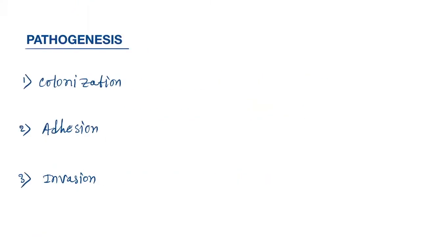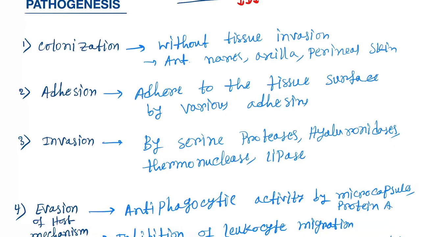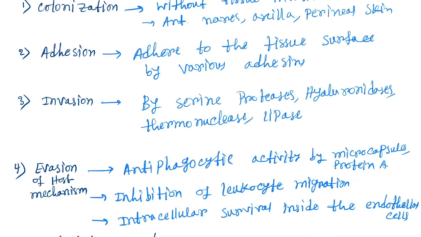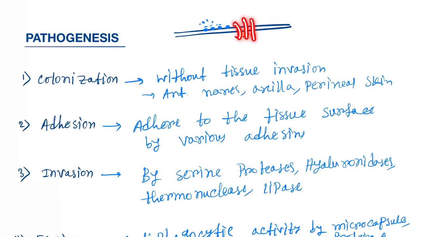Okay, so now the pathogenesis. Here it is colonization, adhesion and invasion. Let's understand. This is the surface tissue epithelium. First they will come, this is the colonization. Next they will adhere to the surface, this is the adhesion, and then they will invade and go inside the surface, this is the invasion. Colonization occurs without tissue invasion in the anterior nares, axilla and perineal skin. Next is adhesion, they adhere to the tissue surface by various adhesins. Next is invasion, by serine protease, hyaluronidase, thermonuclease and lipase, they invade the surface.